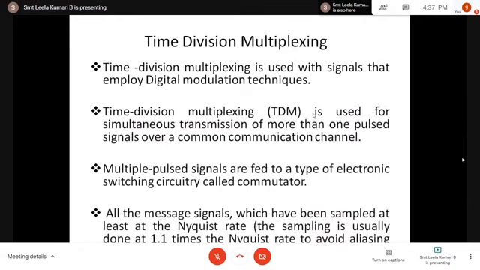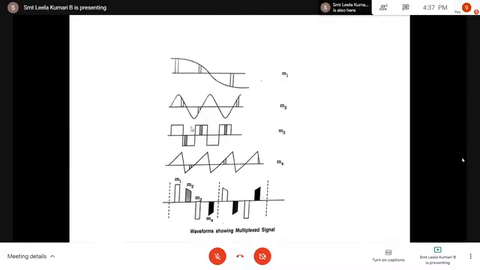Now coming to time division multiplexing. Time division multiplexing is used for simultaneous transmission of more than one pulsed signal over a common communication channel. In pulse amplitude modulated systems, the duration of the pulse is much less than the time period of pulses. See, this is the pulse amplitude modulated waveform, where the pulse duration tau is much less than the time period of the pulses.